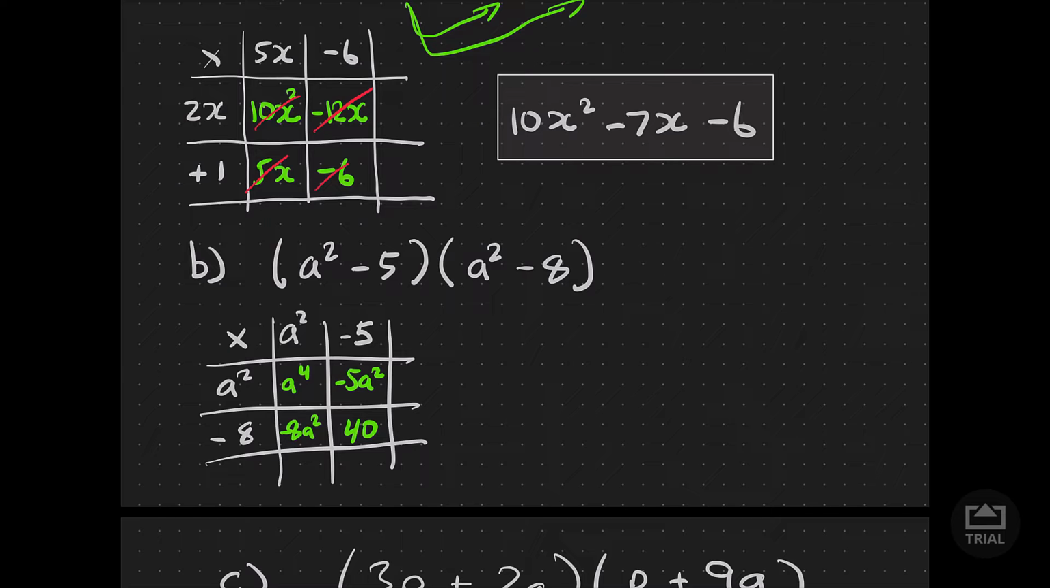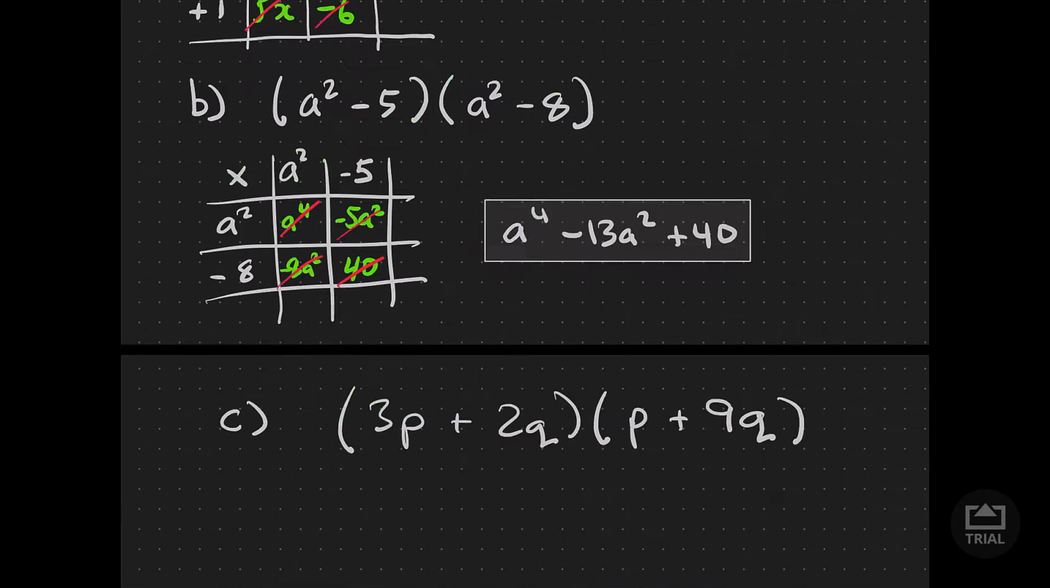Again, we're going to look at what we have inside those squares, gather like terms, and lay it out in descending order. So we're going to start off with an a to the 4. And then we have degree 2, negative 5 and negative 8, which is negative 13a squared. And I have a constant of positive 40. And that would be your final answer.